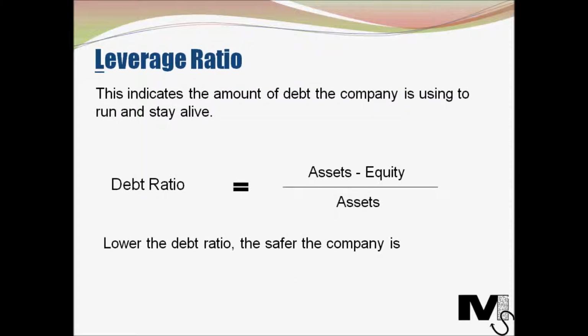The third type we're going to look at is leverage ratio. This indicates the amount of debt the company is using to run and stay alive. Every company needs a little bit of debt to sustain itself. Most companies do. And one of the major types of leverage ratios is debt ratio, which is basically assets minus equity divided by assets. And it's quite obvious that the lower the debt ratio, the safer the company is. Otherwise, the company could be in a lot of trouble in terms of its finances.